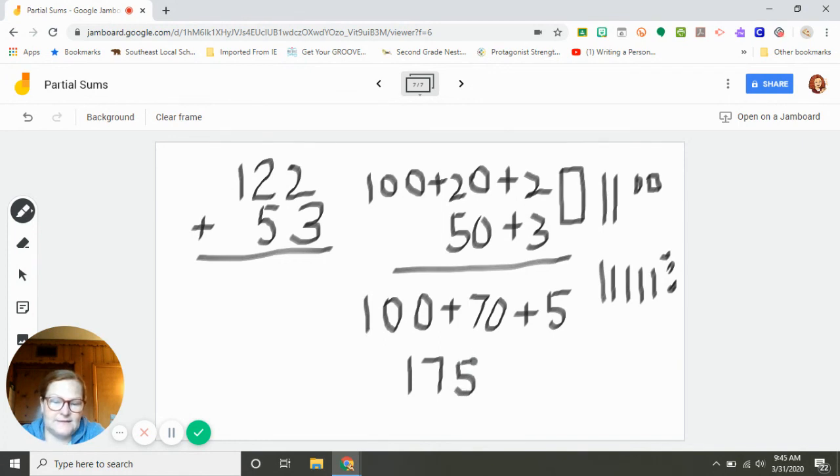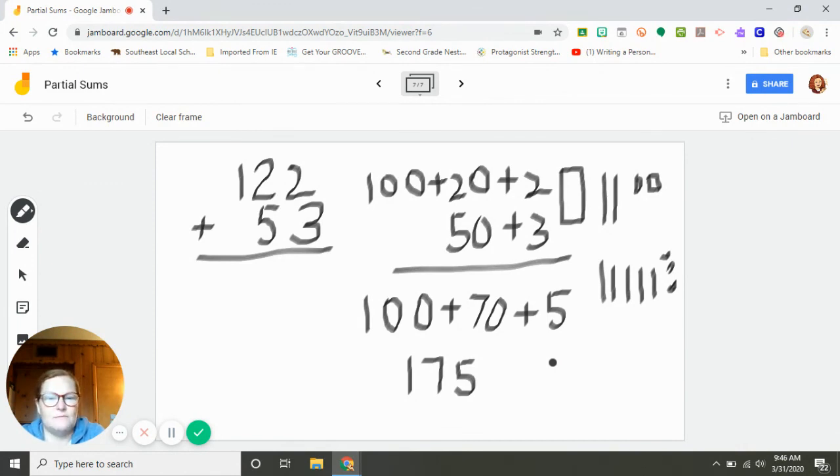So you take that expanded form and you put it back into the standard number because the value in the hundreds is just 1. So we put that in the hundreds place. The value of the tens is 7 tens or 70. So we put that in the tens place. And the value of the 5 is 5. So we just put that in the ones place. And that is how you do expanded form partial sums.